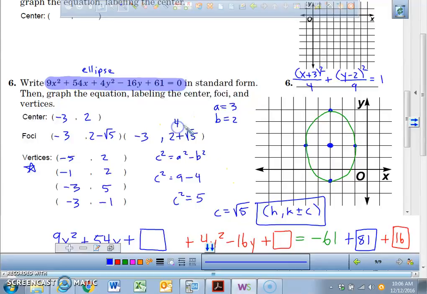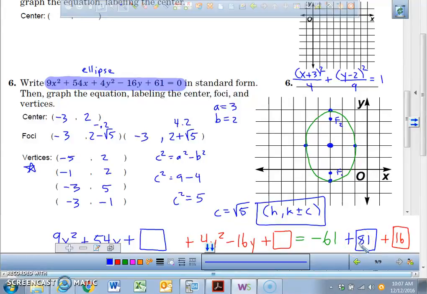So this would put me at a 4.2, and this would put me at a -0.2 as far as the approximate value. So your foci are going to be right here, right about here. I'll call this focus 2. I'll call this focus 1.